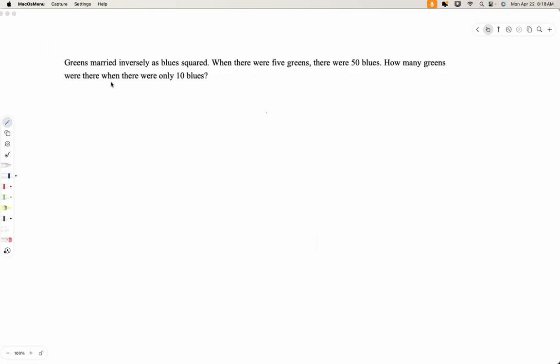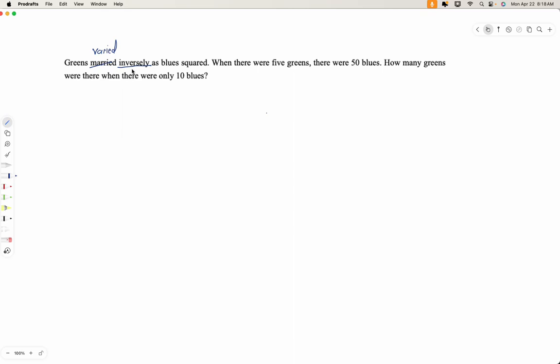All right, so this problem says the greens married inversely as blue squared. Obviously, that's a typo, because they didn't marry, they varied. That's obviously an autocorrect. I must have hit R twice and it automatically corrected it to married and I didn't catch that. So I apologize for that, but a little common sense would tell you that this is varied. And you probably already caught that because you're a pretty smart guy.